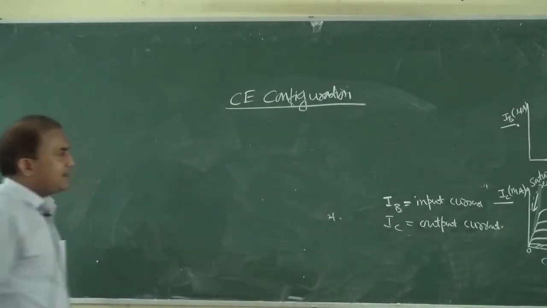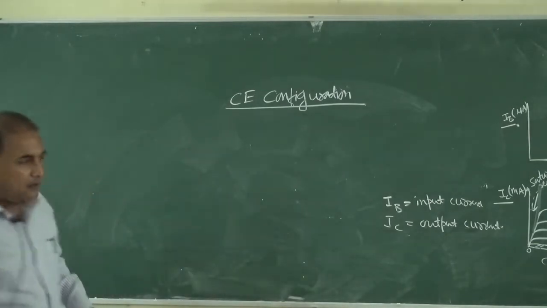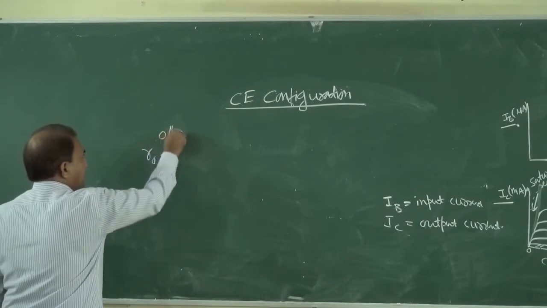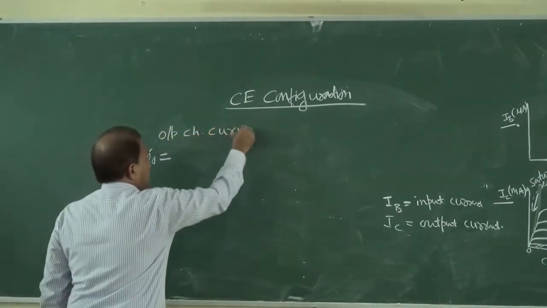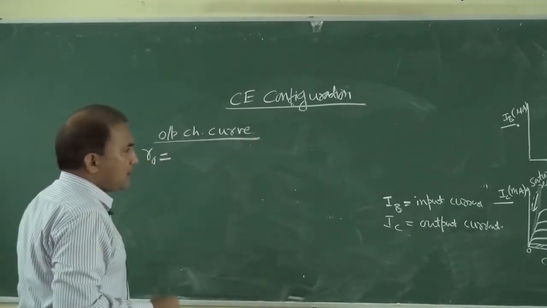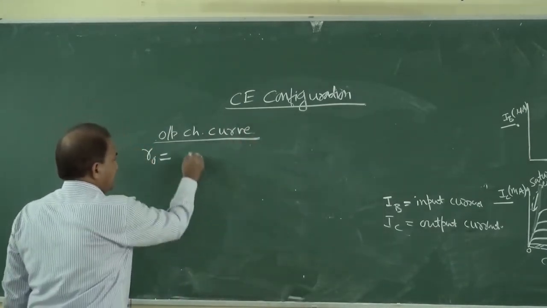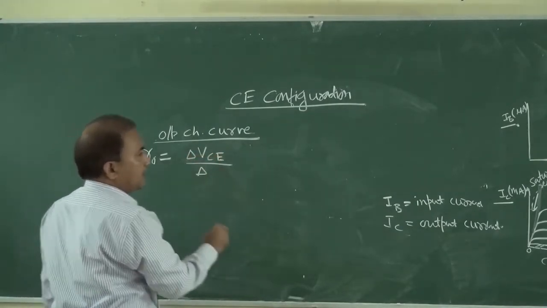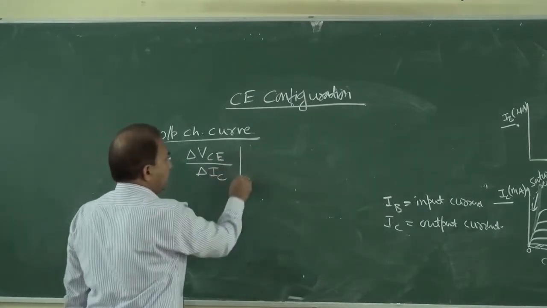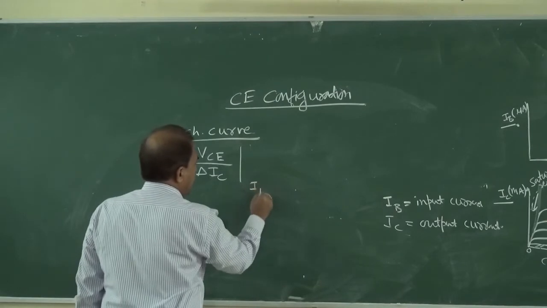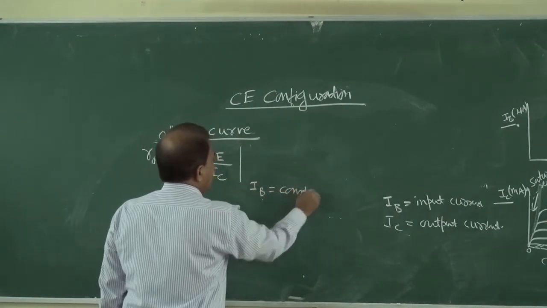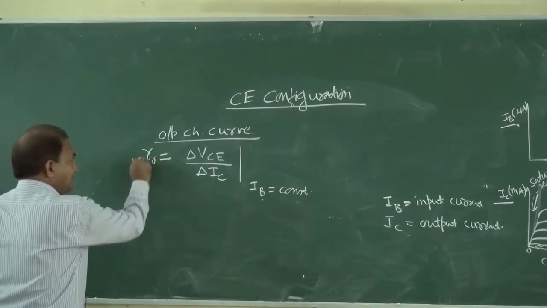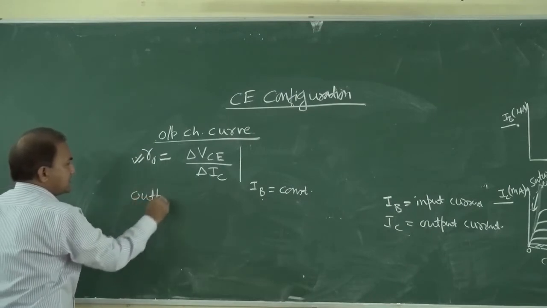From the output characteristic curve, we can determine the output resistance. The output resistance Ro is equal to del VCE divided by del IC for a constant value of IB, when IB is equal to constant. So from this output characteristic curve we can determine the output resistance.